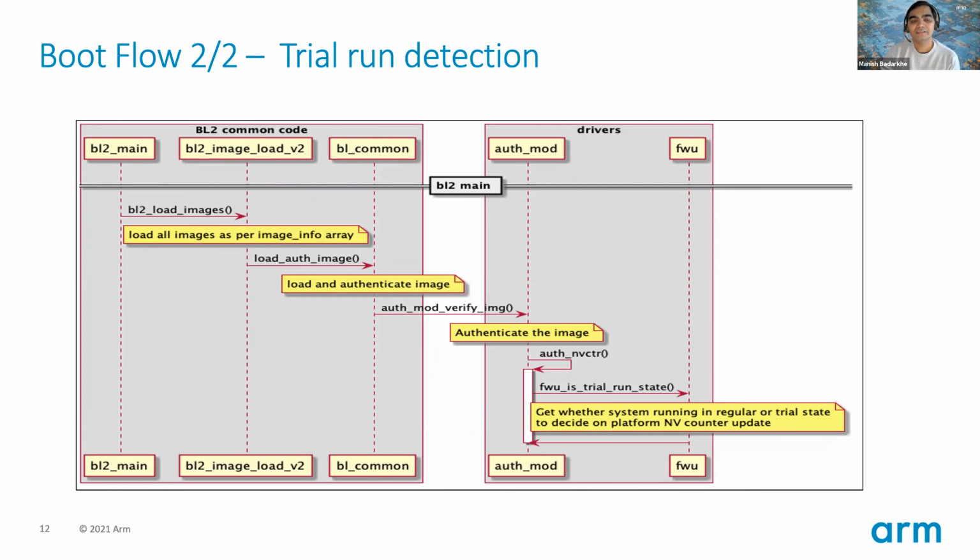And this is the trial run detection. Once we start loading the images one by one present in this FIP, we generally check whether the system is in the trial run. This gets checked with the help of that accepted flag in the metadata. If that accepted flag is 0, that means this image is not yet validated, and it is not yet agreed whether it is a working image or not.